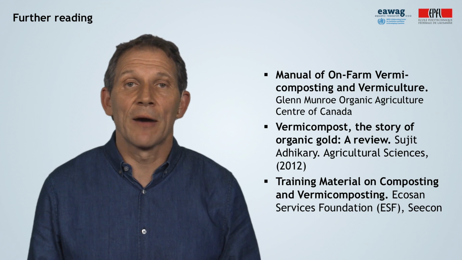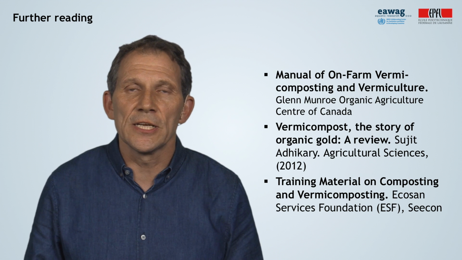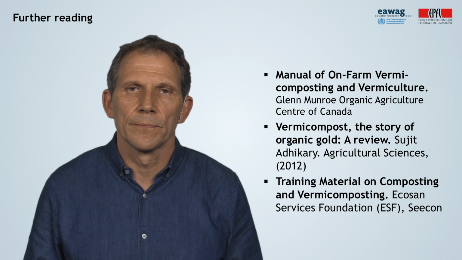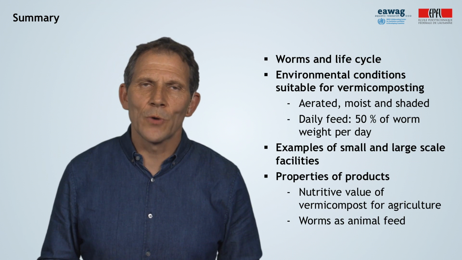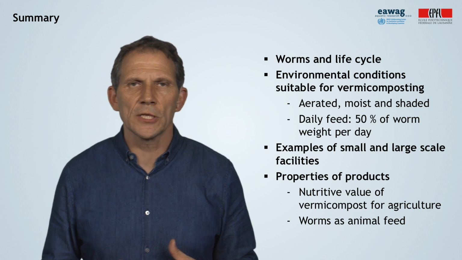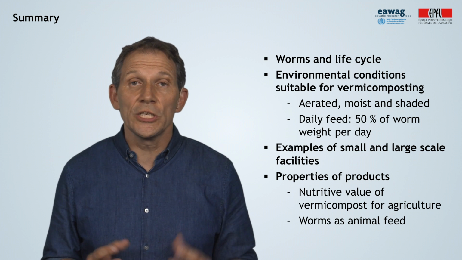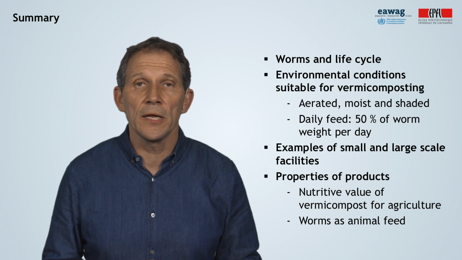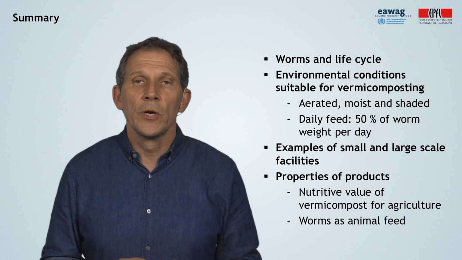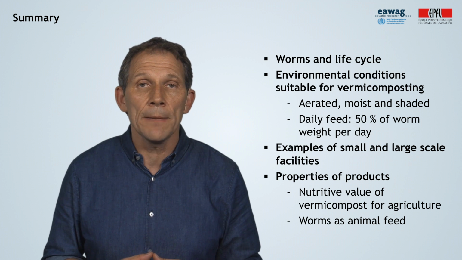Now you got excited about vermicomposting, and this module is just about over. Here are some references if you want to read more and have more details about vermicomposting. So let's summarize what we've talked about. We've talked about the worms, the ones that are suitable and not suitable, their life cycle. We've talked about environmental conditions which are suitable for vermicomposting. That need to be aerated, it needs to be moist, it needs to be shaded. We looked at daily feed, which can be up to 50% of worm weight per day.